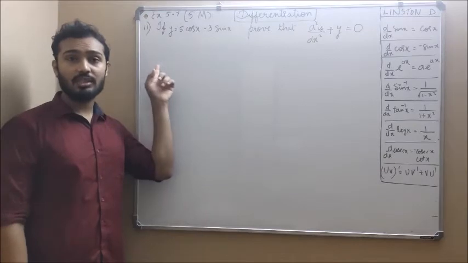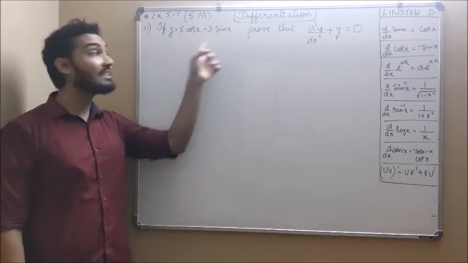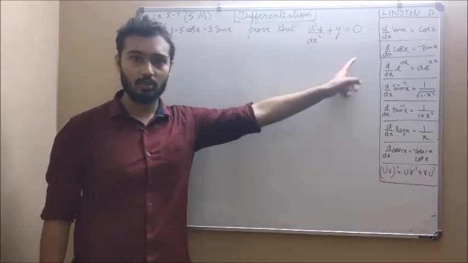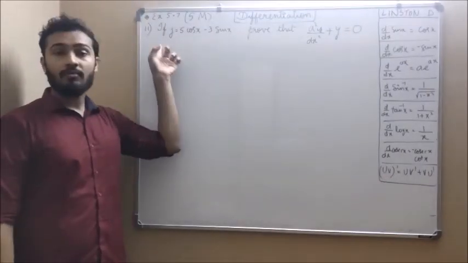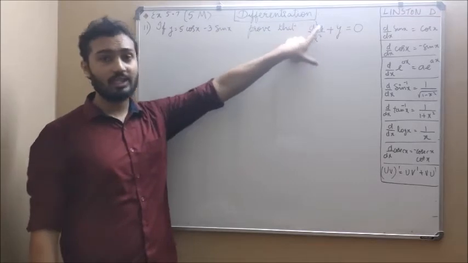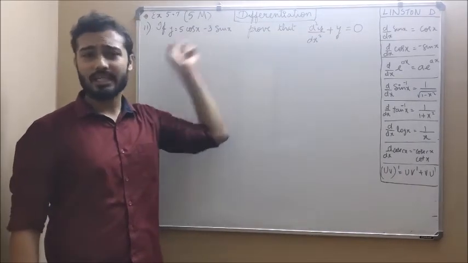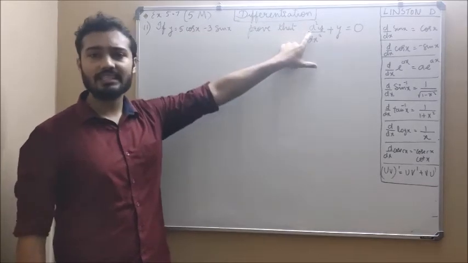We will do the 11th question. y equal to 5 cos x minus 3 sin x. We have to prove that d square y by dx square plus y equal to 0. Now, first here what do we want? We want d square y by dx square, the second order derivative. Next we want y. y is already there.